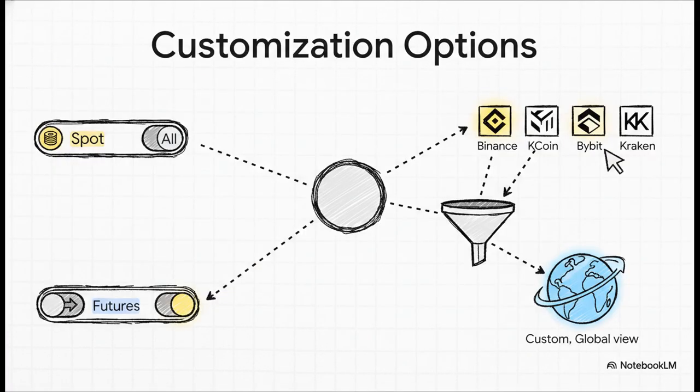Now, here's where it gets really cool. The customization. You are totally in control. You can choose to see just spot markets, just futures, or hey, why not combine them all? Then you can literally handpick which exchanges you care about. Maybe you just want to see the heavyweights like Binance, KuCoin, and Bybit all stacked together. It's all about building your custom view of the global market.